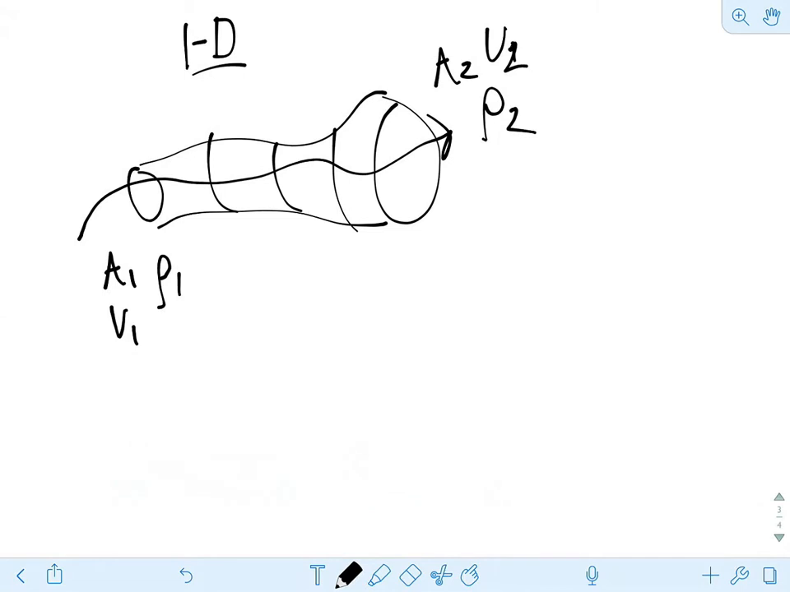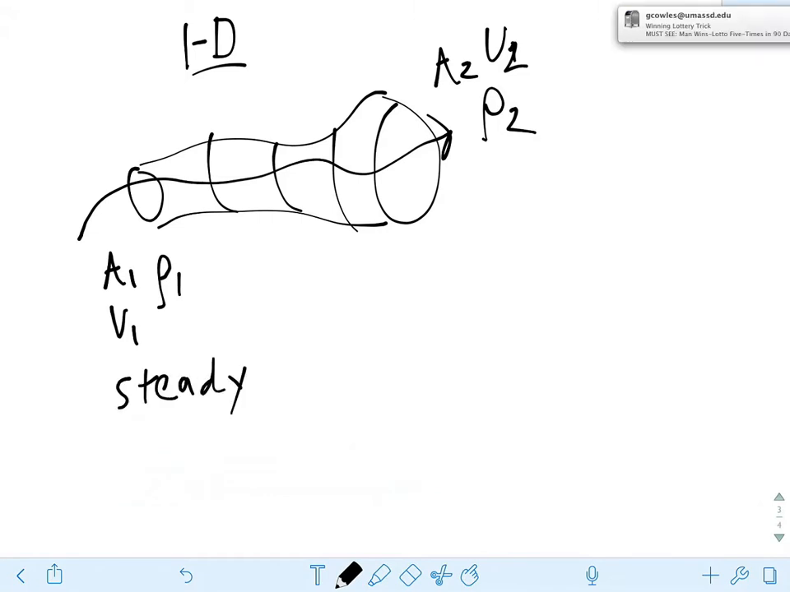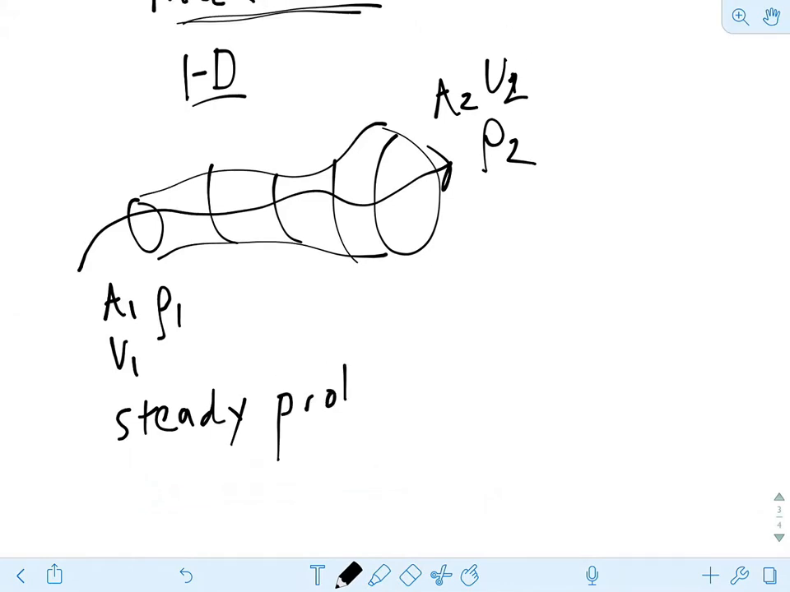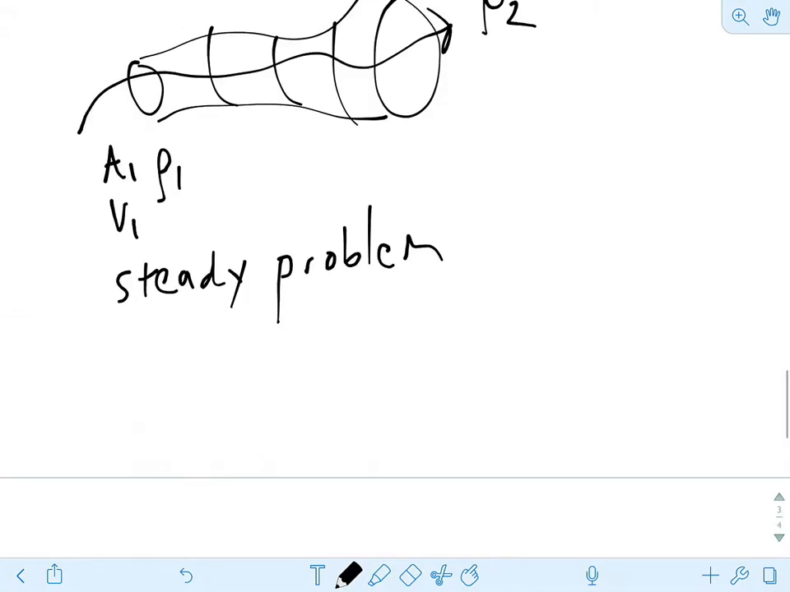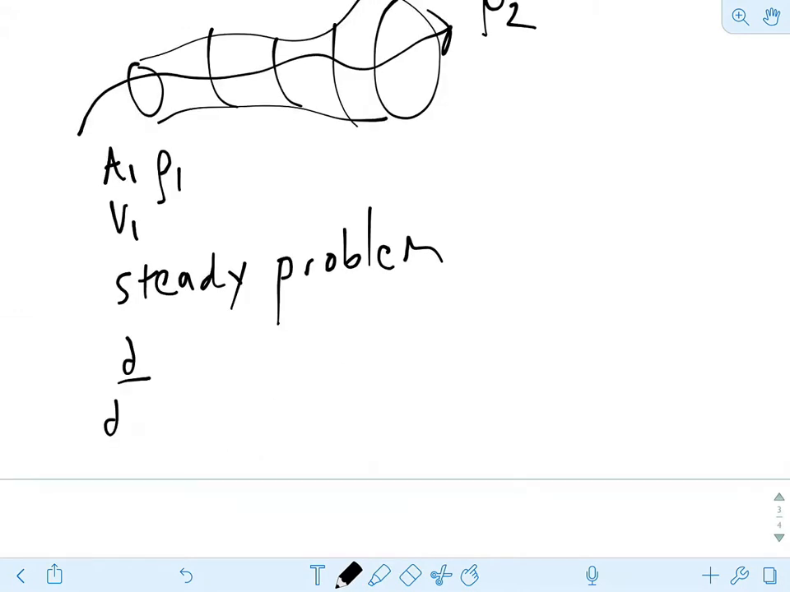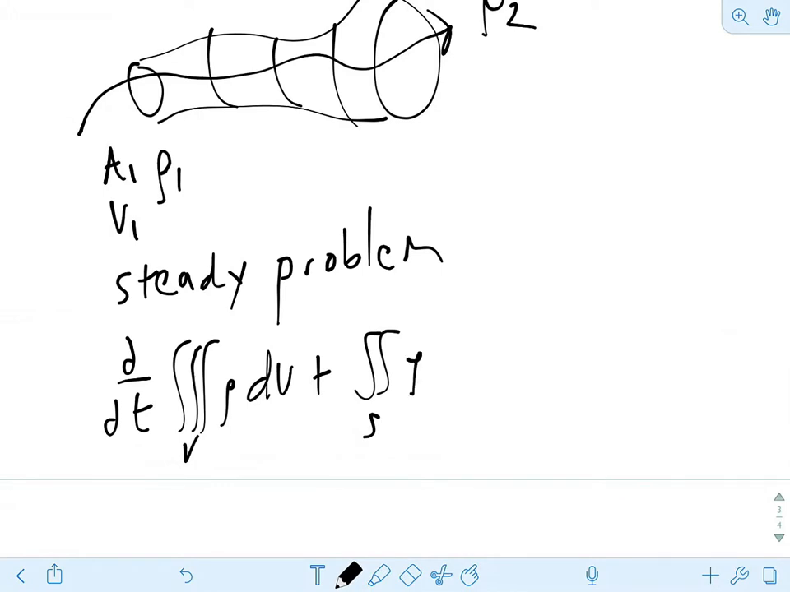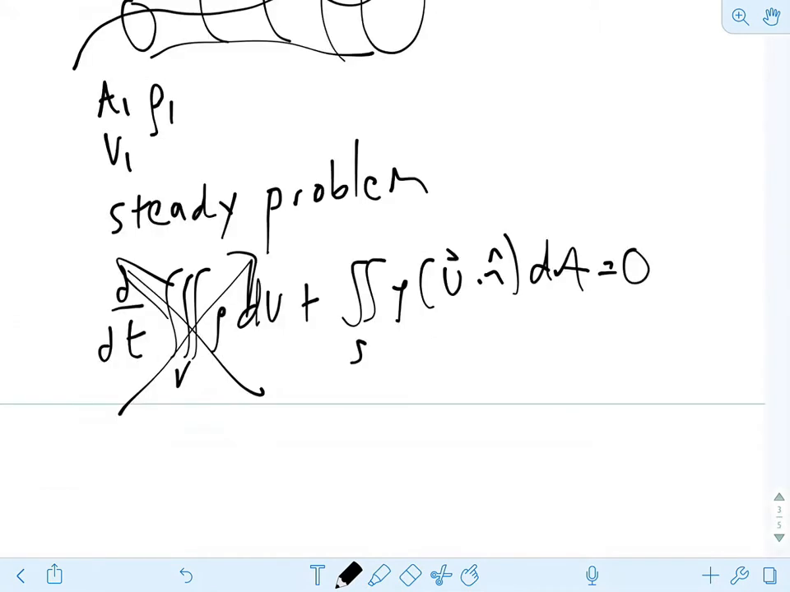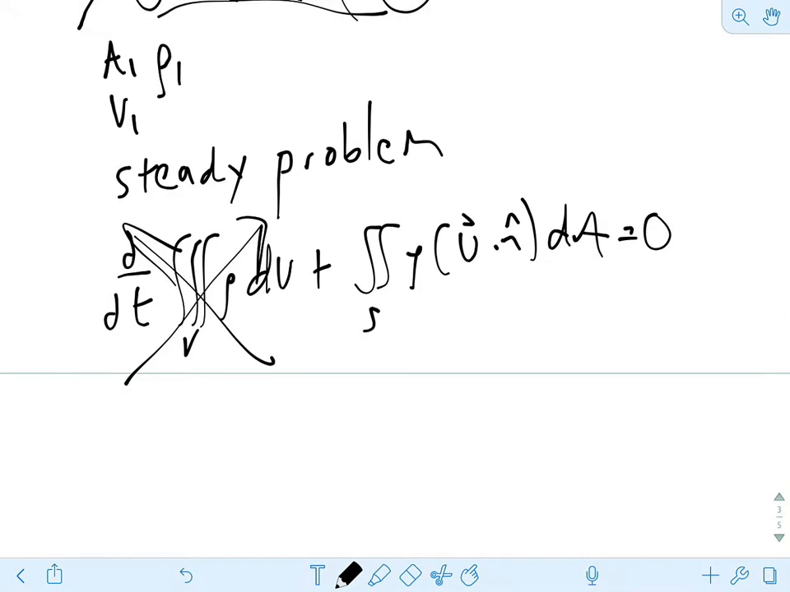Well, if we are conserving mass and we have a steady problem, we come back to our equation: partial t of the integral over our control volume, ρ dV, plus the integral over our surface area of ρ times our flux, u dot n, dA, equals 0. If it's steady, this term is 0. Partial t is 0. We have no time rate of change of the flow.